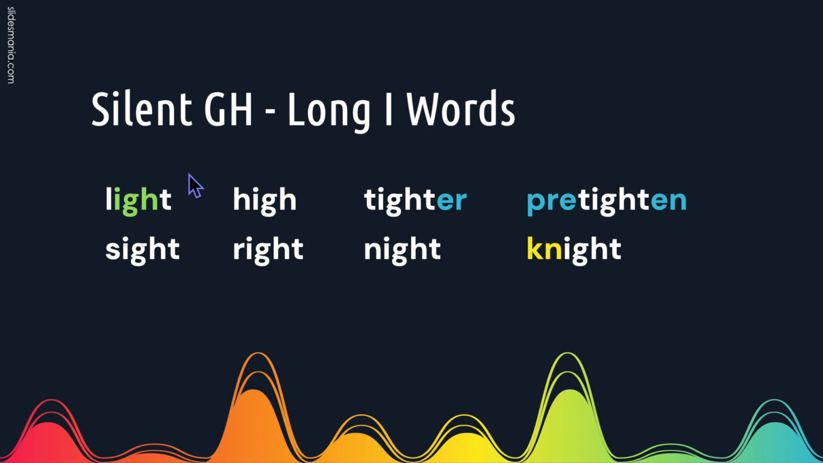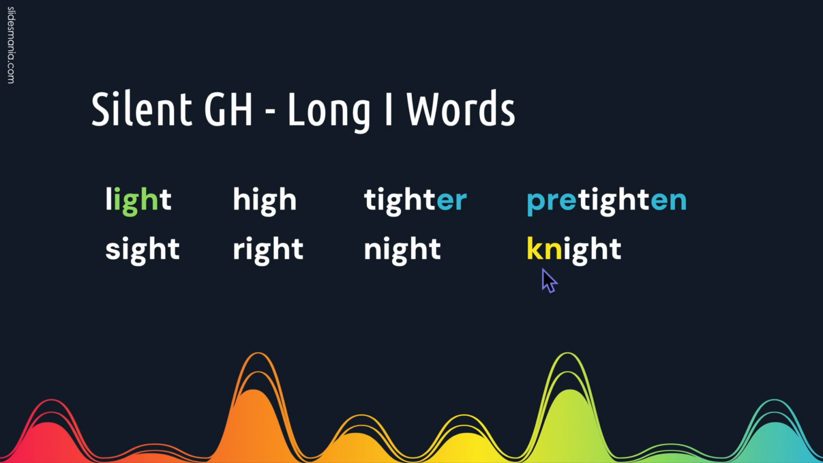Like I said, most of the time GH is silent. One of the common letter combinations with a GH is IGH, which has the long I sound. So light, high. We can add suffixes and prefixes and it doesn't change anything. We will still have a long I sound. Tighter, pre-tighten, sight, right, night.